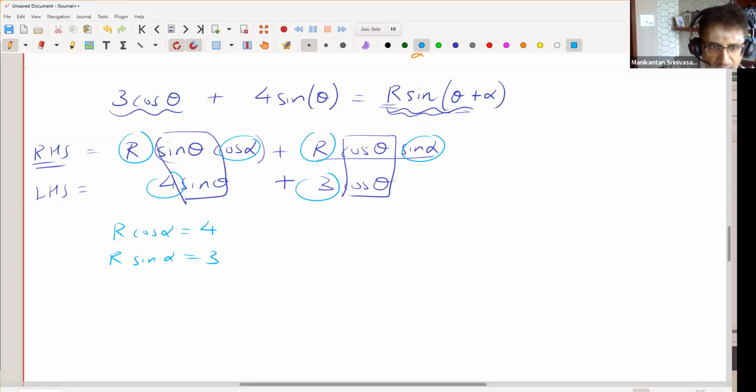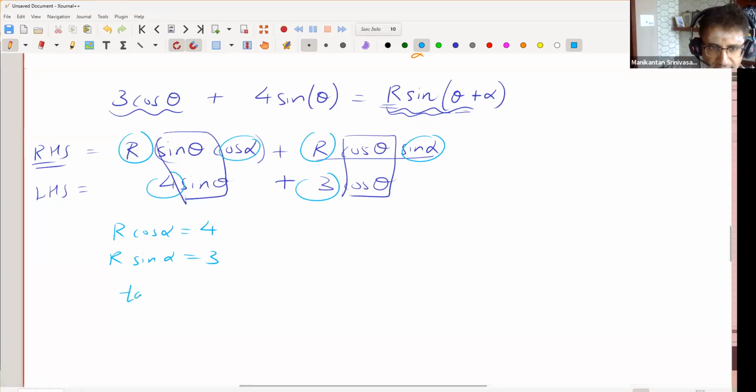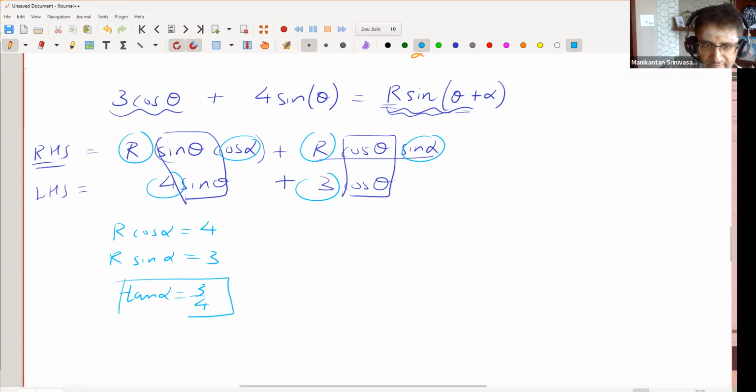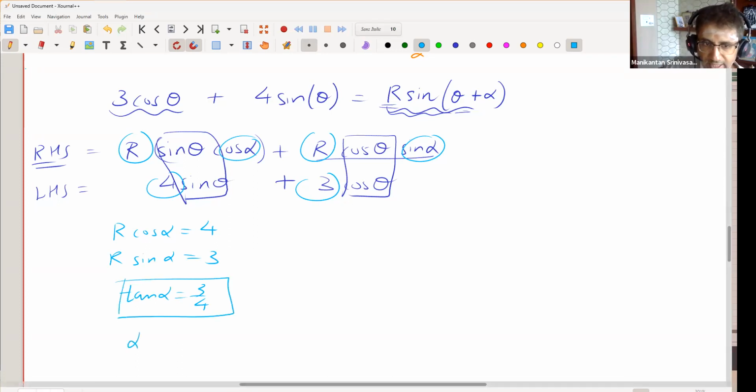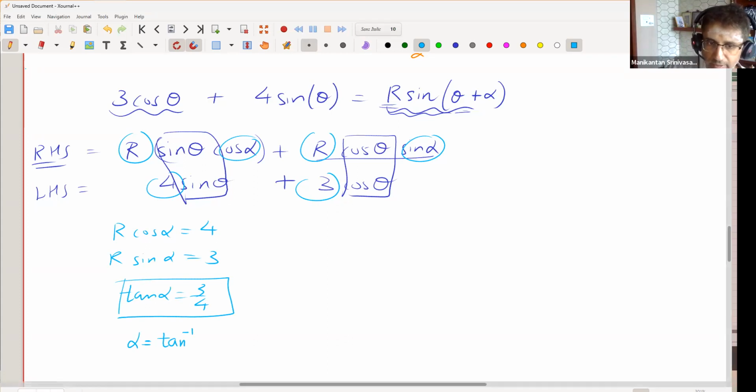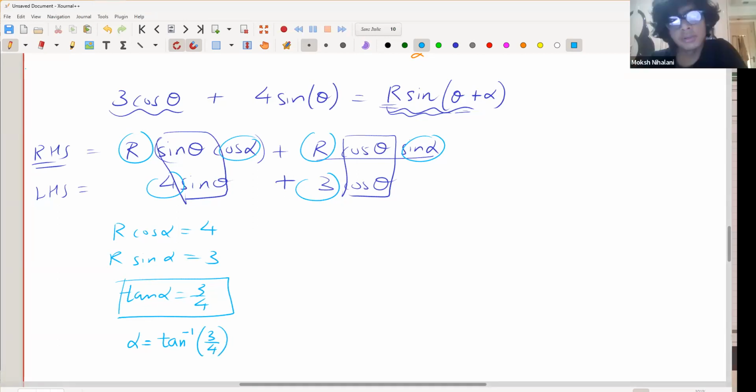Okay, so if I divide the second one by the first one, I get tan alpha is 3 by 4. So I have solved for alpha. Alpha is such an angle whose tan is 3 by 4, and that's written using the inverse function, right? Just like sine is a function, cos is a function, tan is a function. Now I'm talking about the inverse function, not the reciprocal, but inverse. It's tan inverse of 3 by 4. So, an angle alpha.